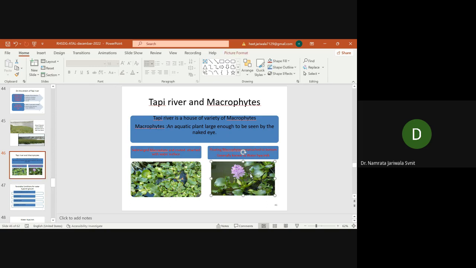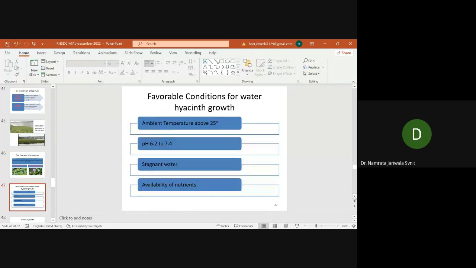Now the very important thing is why these macrophytes grow in the Tapi river. You require some favorable conditions, and all of these favorable conditions are available in the Tapi river. The first very important thing is the ambient temperature, about 25 degrees centigrade. Generally Surat city has a temperature in this range for the majority of the year. The pH of the river water, whenever wastewater is entering the water bodies, will be in the range of 6.2 to 7.4.